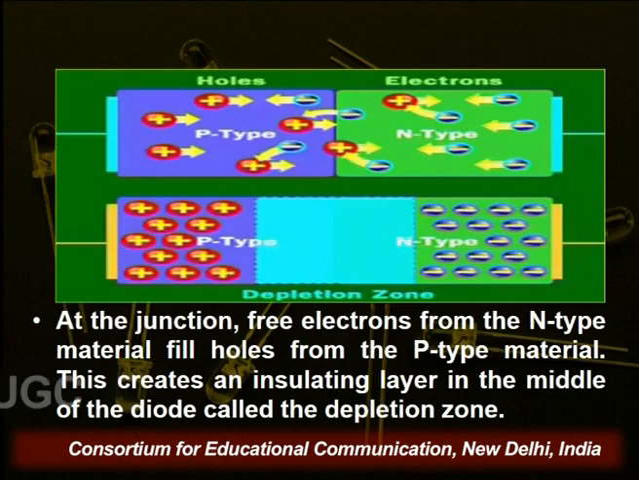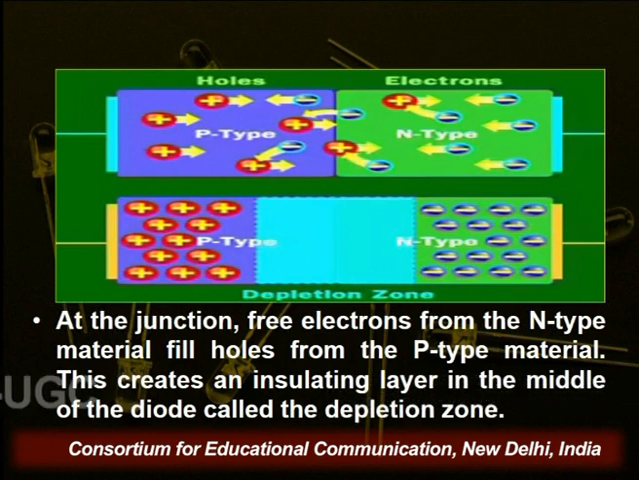So we require a semiconductor, and we use the PN junction diode here. You see on the screen that we have the P type and N type material, and a depletion layer is created in between the P type and N type. At the junction, the free electrons from the N type material fill the holes in the P type material. This creates an insulating layer in the middle of the diode. That layer is called the depletion layer.